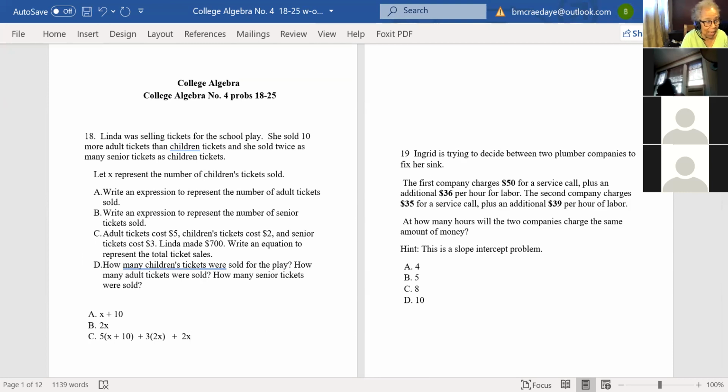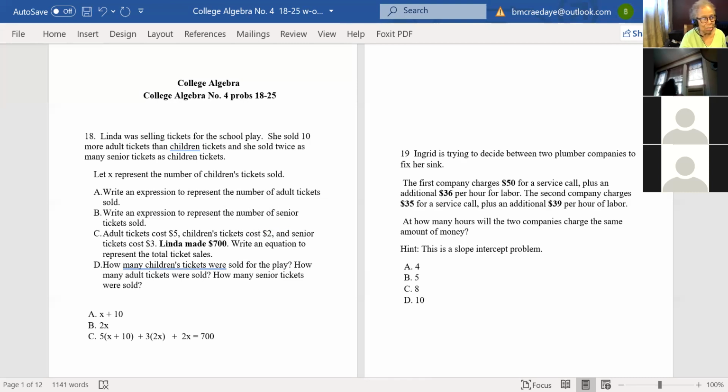So now you've got the expression. And what is this equal to, Chastity? How much money? How much did Linda make altogether? Linda made how much? Look and see. Right here. Oh, 700. Yeah, she made $700. So that's going to be equal to 700.